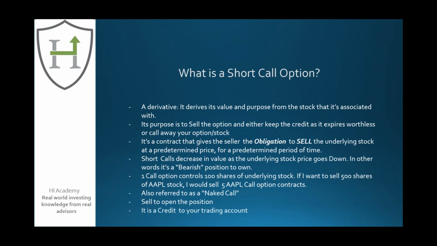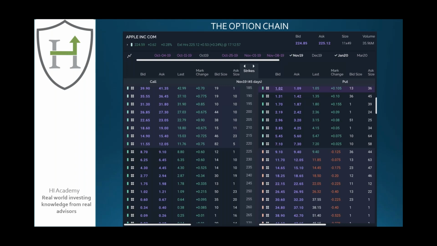To get an example, this is an option chain. Again, I keep using Apple, so let's talk about Apple. Apple is defined in that upper left-hand corner. When we took this picture, if you look right underneath it, at the beginning of October, Apple's trading at 224.59. After hours, it's a little bit higher than that, 225.12.